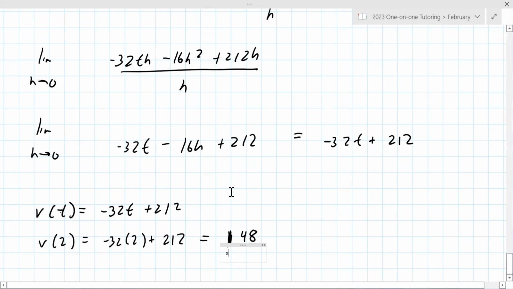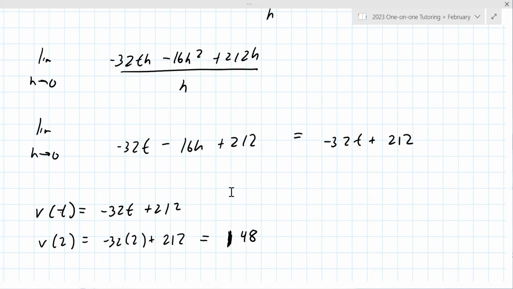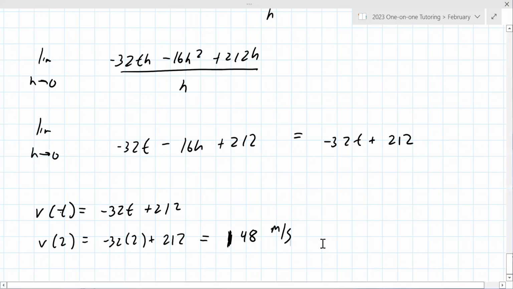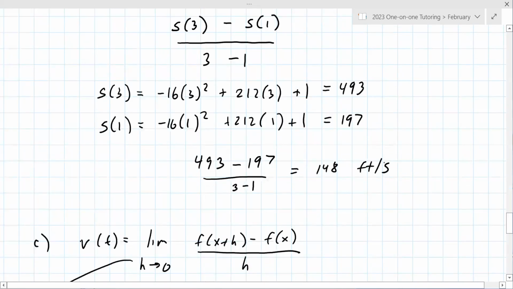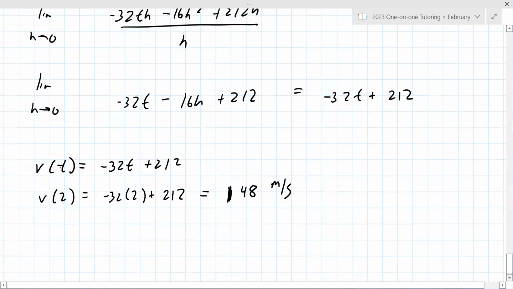When did the rocket hit the ground? So now we put 0 in here somewhere. You're setting the original function equal to 0. That's it. And you can graph. So I had the wrong units earlier. Meters per second. Thought this was the military. We're not metric.